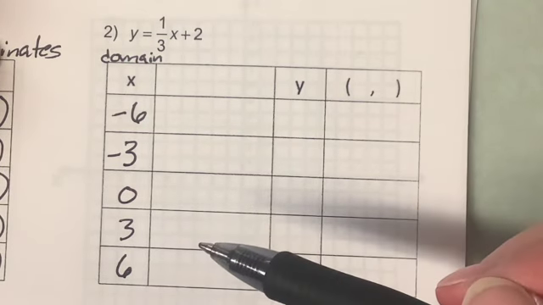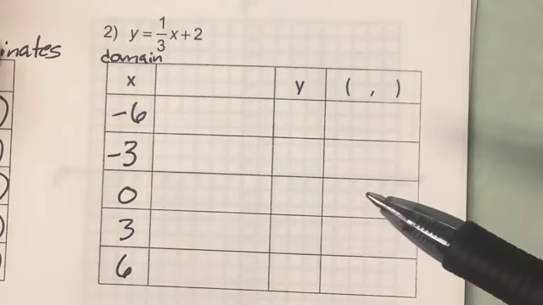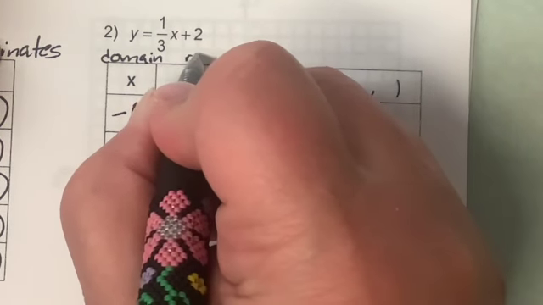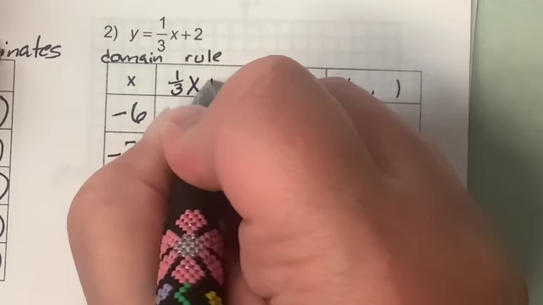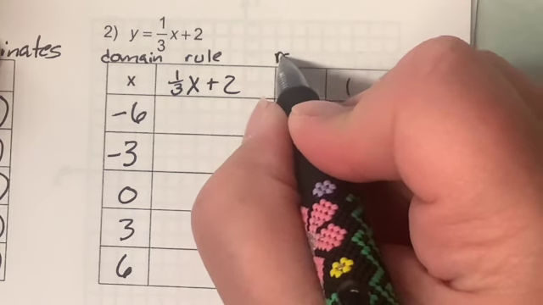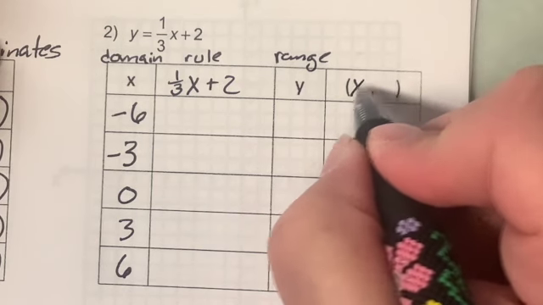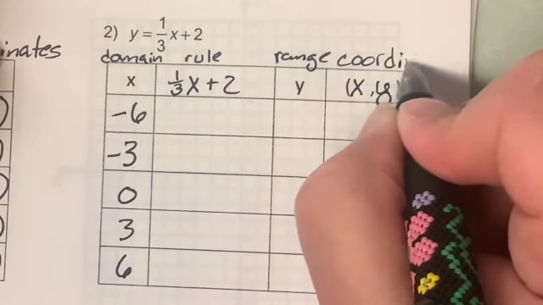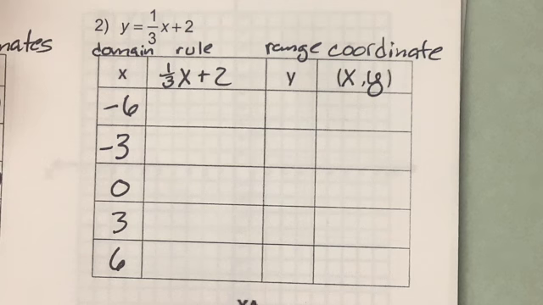But what else? Negative 6, negative 3, they're negative numbers. I want some negative numbers on my graph. Okay, I put the rule here, and the rule is 1/3 x plus 2. So that's the range, y, that I'm going to be looking for, and this is the coordinate, x first, then y. Because really, truly, it is very important to have them in order.